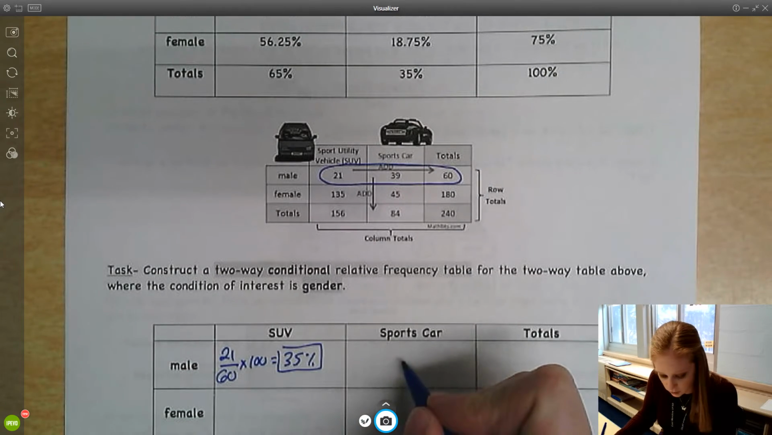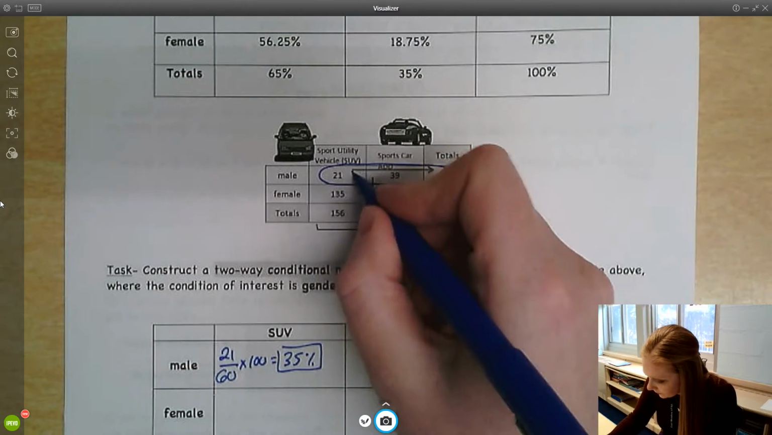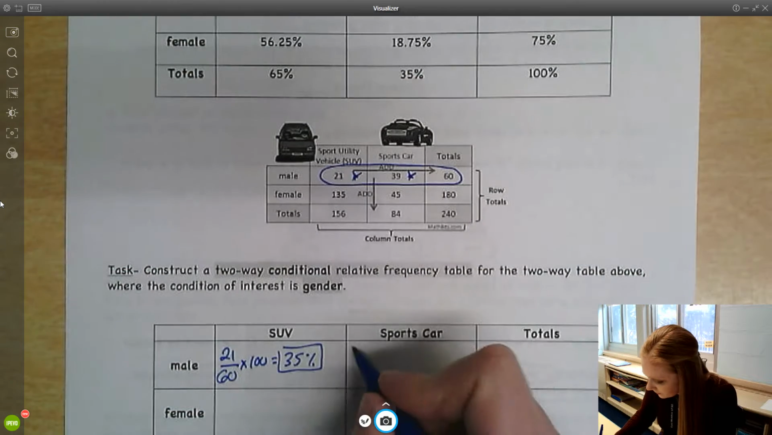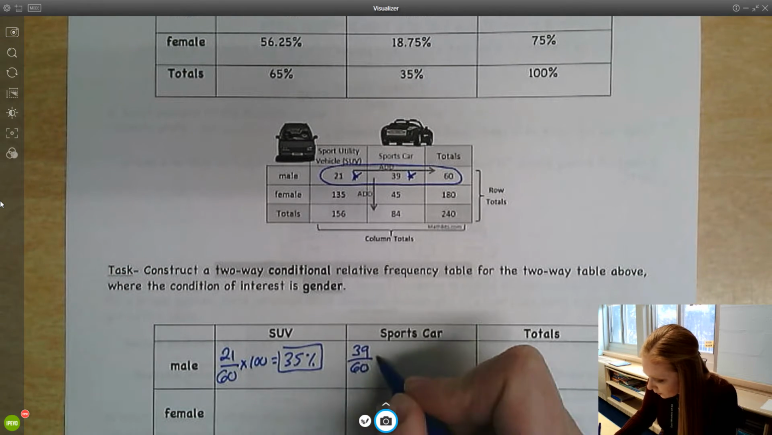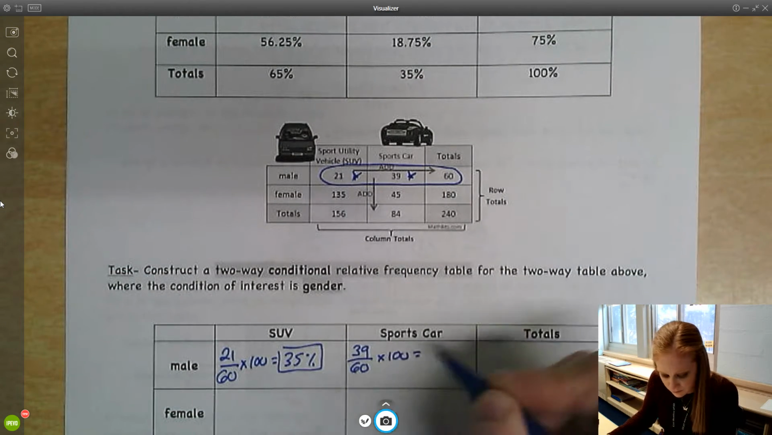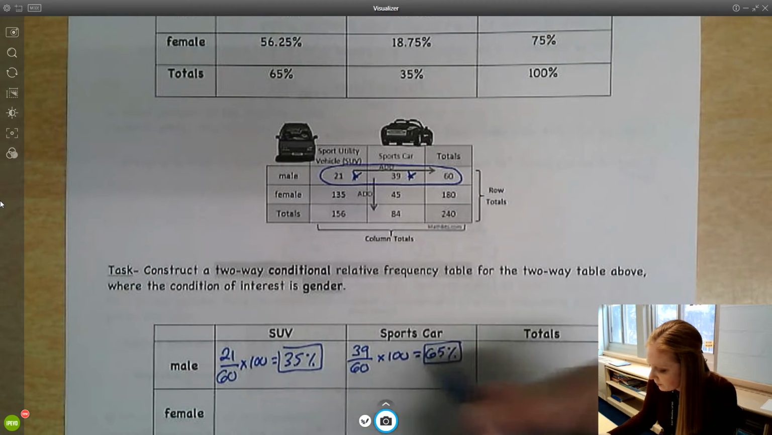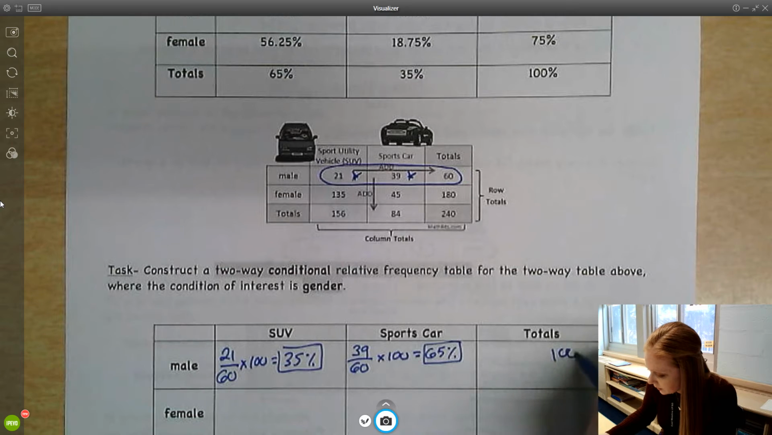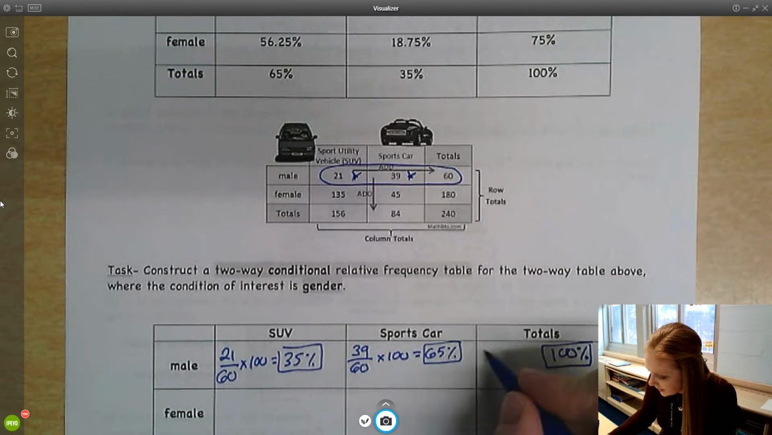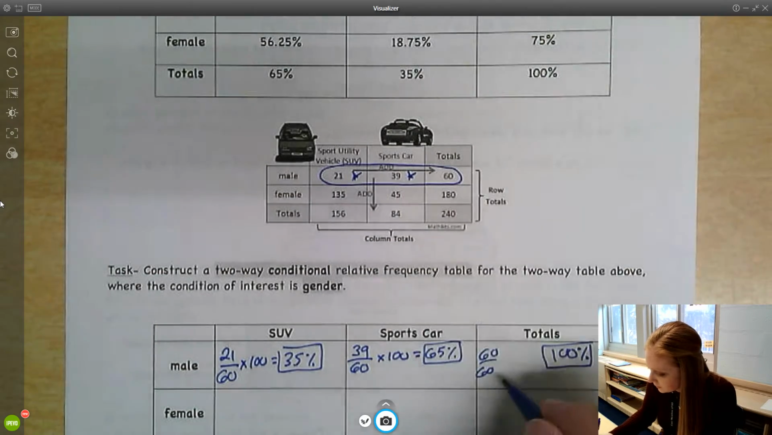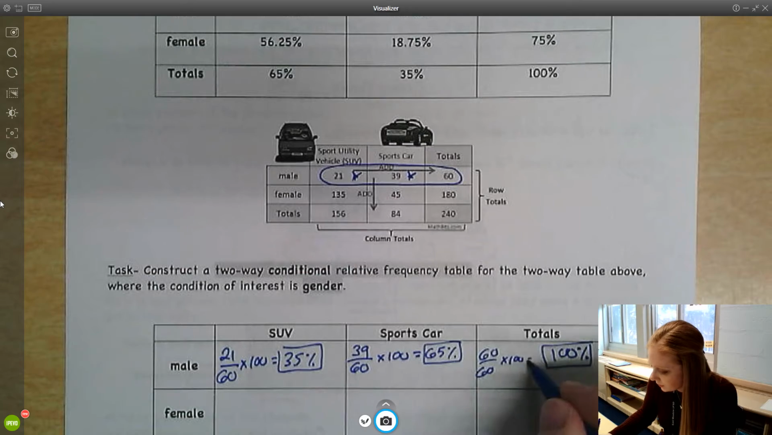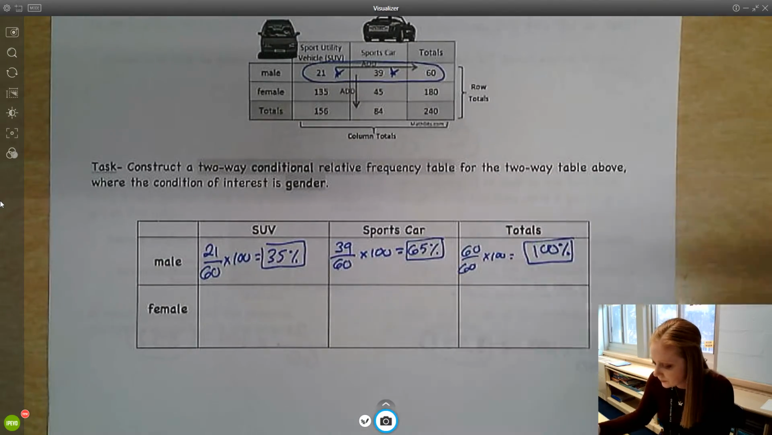Okay, and then let's do males who picked a sports car. Well, that's going to be this 39 out of the 60 males times 100, which gives us 65%. 35% plus 65% totals to being 100% of the males. And if you weren't sure, you could take that 60 males out of 60 males times 100 and that will give you that 100%.